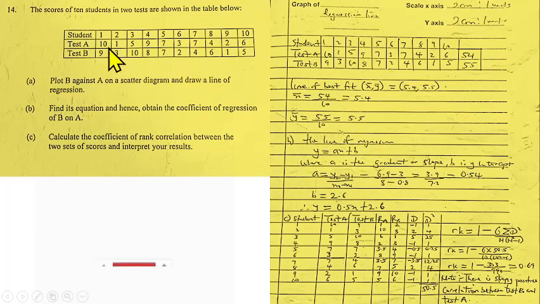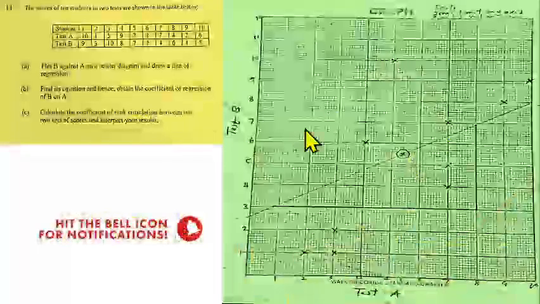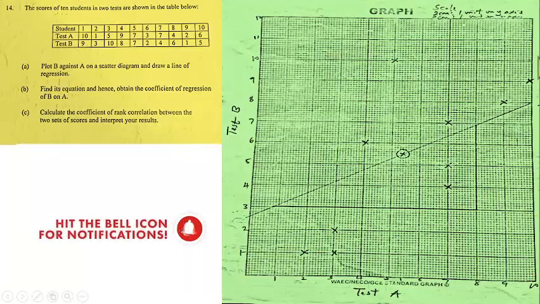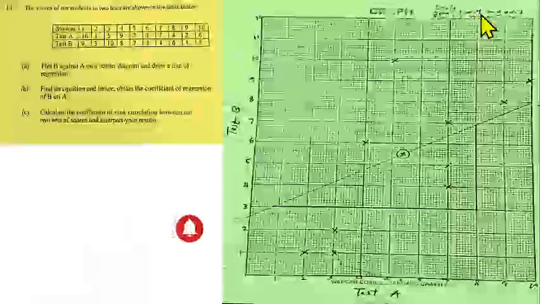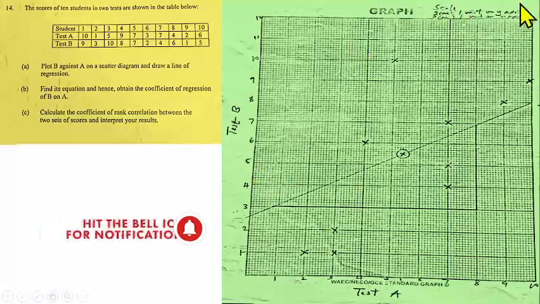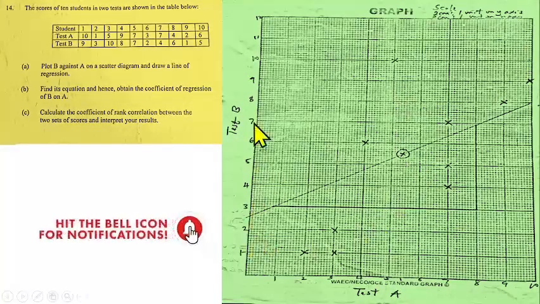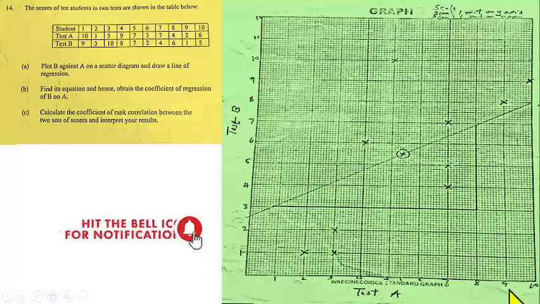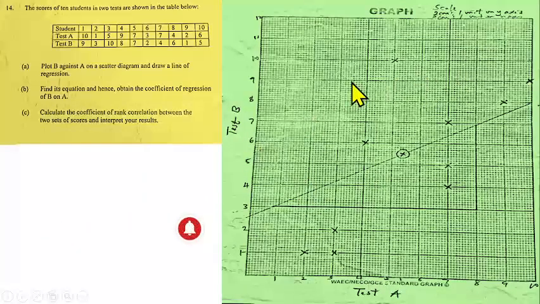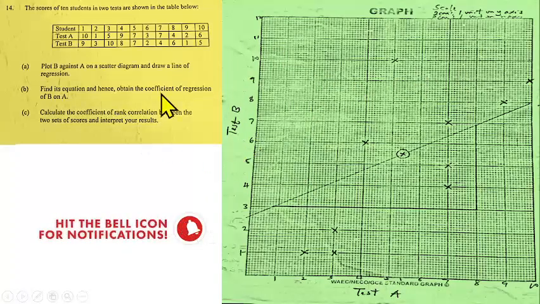So then you can now plot the scatter graph. If you plot the graph, you'll have something like this. These are test B against test A. We use the scale of 2 centimeters to represent 1 unit on both axes. So this is 1 to 12 on the y-axis, and 1 to 10 on the x-axis. From there, we can now plot each of the points given to us.